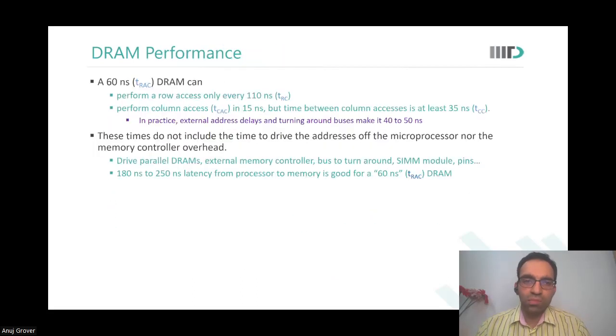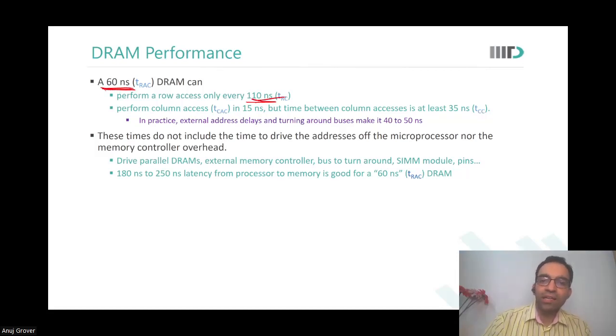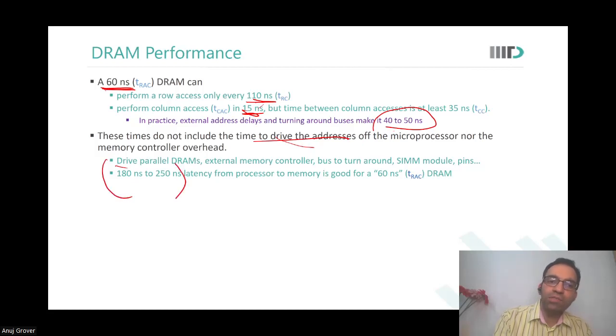Yeah. So let's just take one sample, the same sample we took earlier. 60 nanoseconds is the TRAC. 110 nanoseconds is the TRC. Column is 15. Then the time between column accesses is 35. But in practice, as we just said, there are so many other things that come into the picture. This 15 goes to 40 to 50 nanoseconds. Okay? And then because IO time also comes in, in reality that 40 to 50 or whatever becomes 180 to 250 nanoseconds latency when it comes to the processor part.